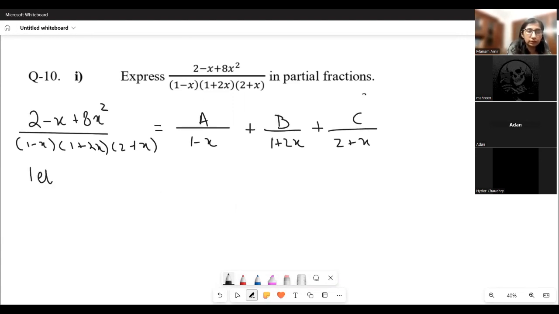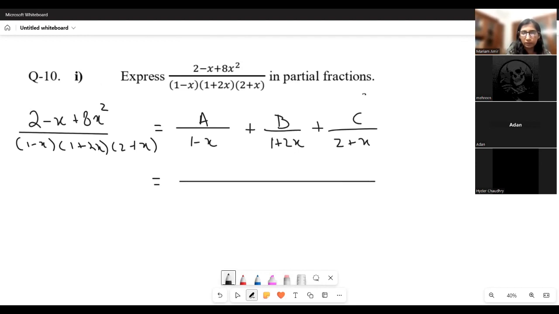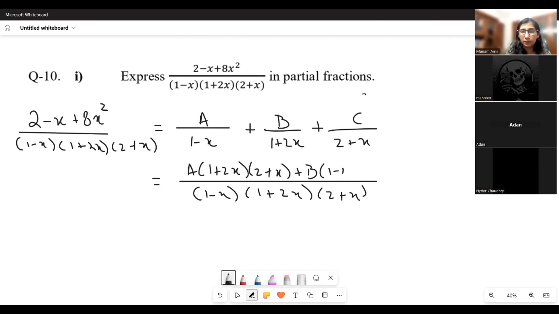So let x equals, no, we can't do that yet. We first have to take LCM and cancel out the denominator. So let's take the LCM here, which is going to be (1 minus x)(1 plus 2x)(2 plus x). A times (1 plus 2x)(2 plus x), plus B times (1 minus x)(2 plus x), plus C times (1 minus x)(1 plus 2x).